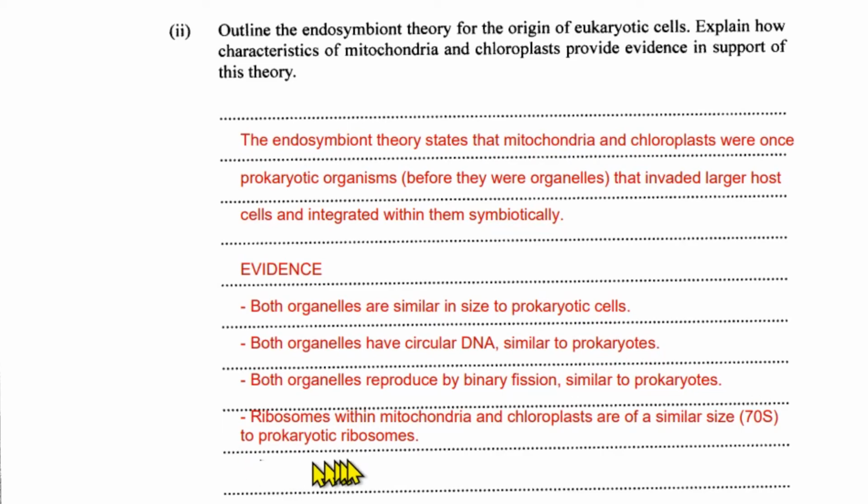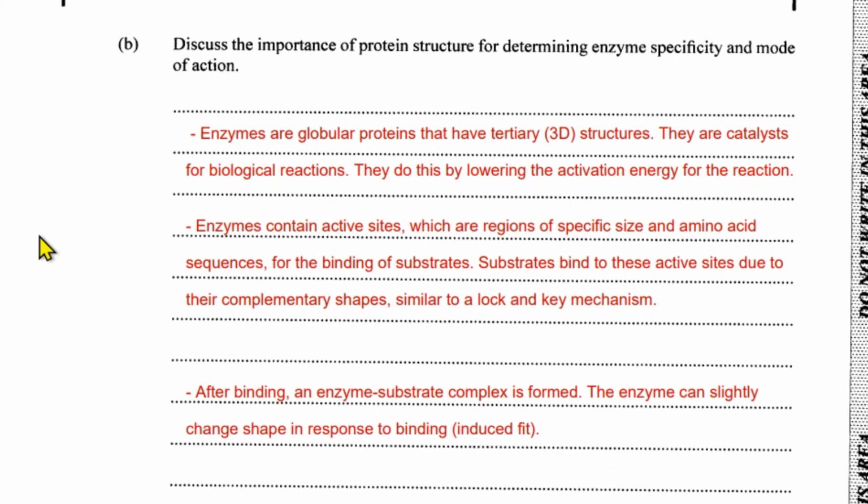Lastly, ribosomes within mitochondria and chloroplasts are of a similar size, that small 70S size, similar to prokaryotic ribosomes. So even though mitochondria and chloroplasts are found in eukaryotic cells, they have the same type of ribosomes as in prokaryotic, which is interesting. Alright, let's look at B.